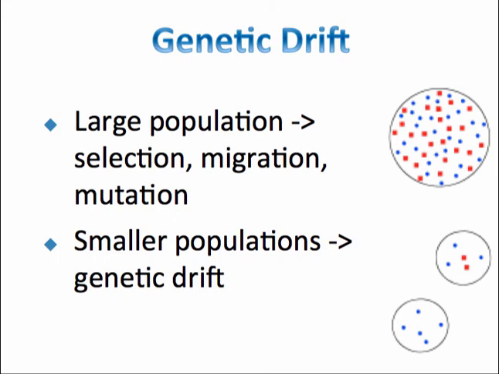So in large populations, the forces of selection, migration, and mutation are going to have a strong effect on evolution and the changes of allele frequencies in populations, and the role of genetic drift is actually going to be quite small. But in small populations, genetic drift, or these chance events, can really affect the allele frequencies, and it's going to be much more pronounced in these smaller populations. And that's it for this video.